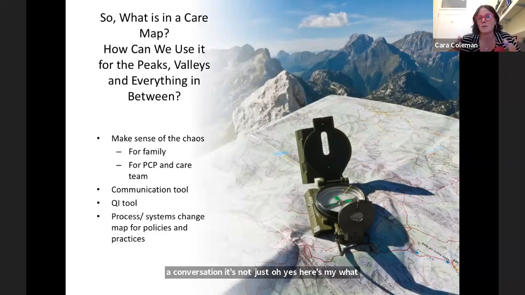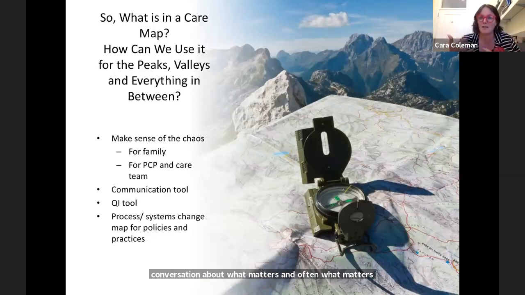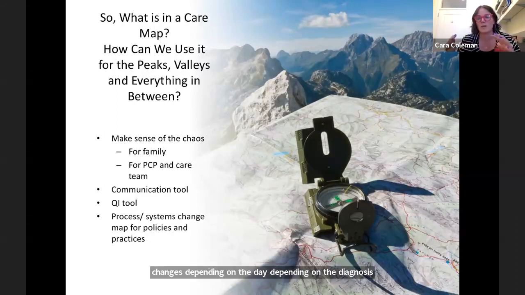And so working through a care map really enables a conversation about what matters. Often what matters changes depending on the day, depending on the diagnosis. It depends on how we adjust the system. And also you can see in those ginormous care maps there's probably room for cutting down some people and things to simplify life. And that's part of the discussion too.